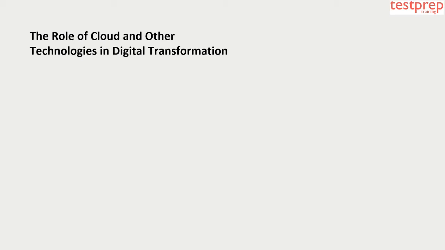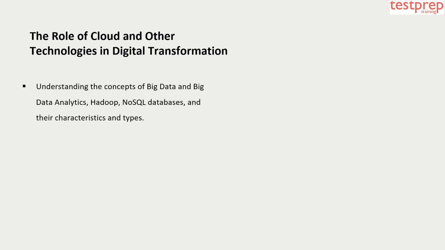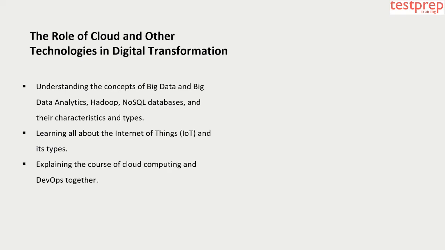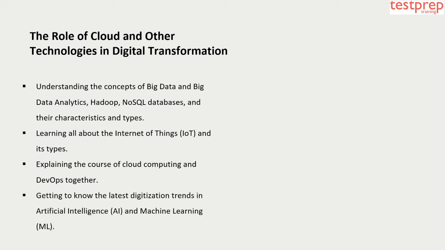Domain 4, the role of cloud and other technologies in digital transformation. This can be explained in 4 parts. 1. Understanding the concepts of big data and big data analytics, Hadoop, NoSQL databases, and their characteristics and types. 2. Learning all about the Internet of Things and its types. 3. Explaining the course of cloud computing and DevOps together. 4. Getting to know the latest digitization trends in artificial intelligence and machine learning.